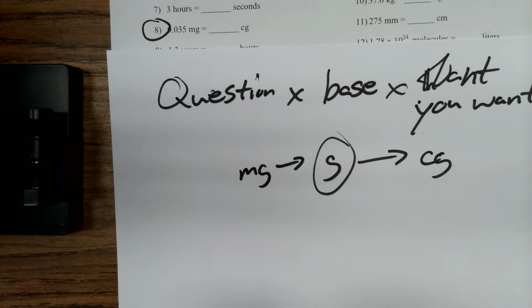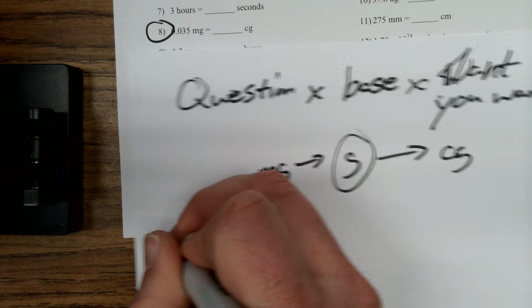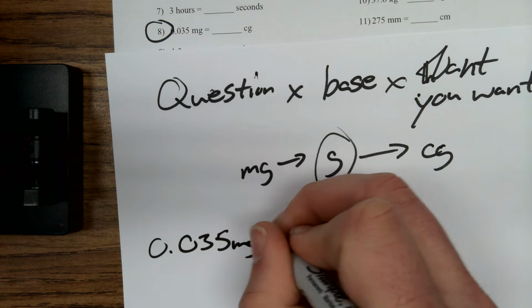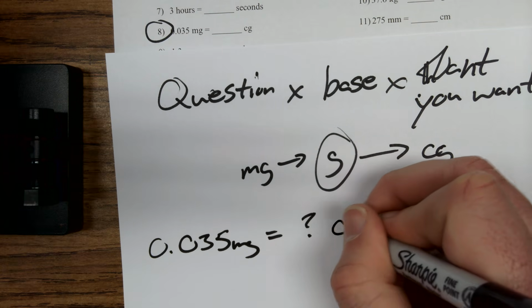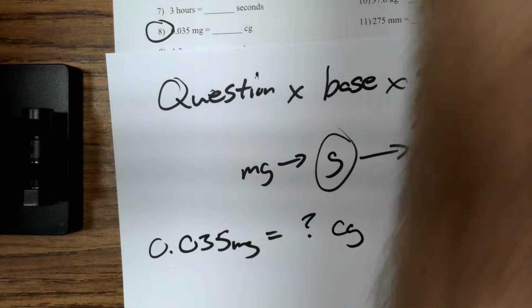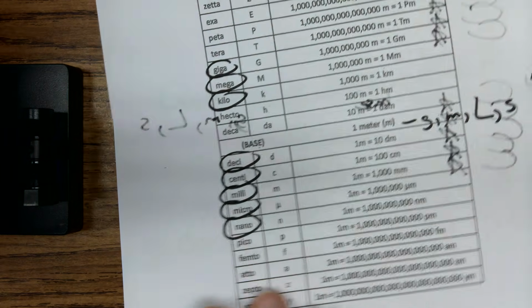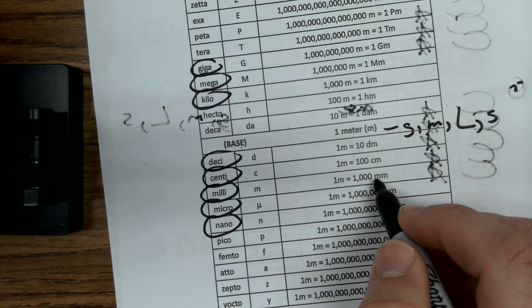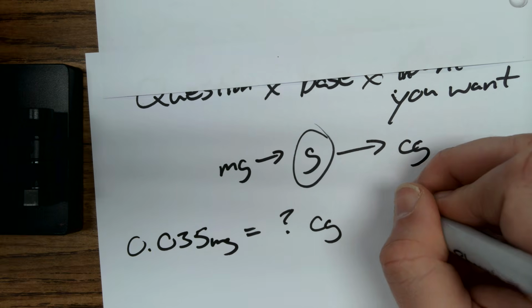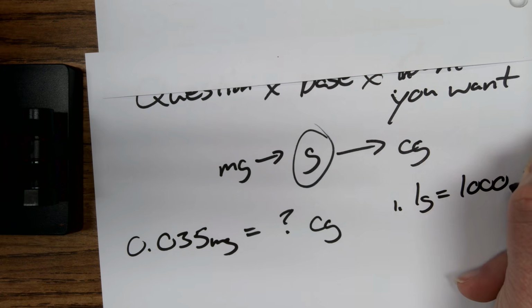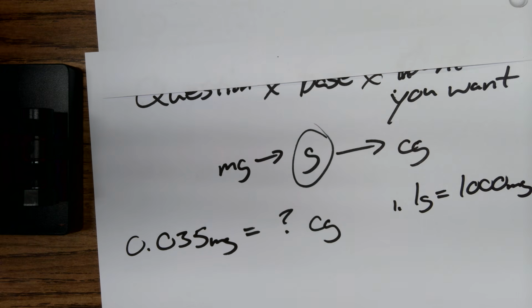So if I'm doing number 8, 0.035 milligrams, and I need to convert that into centigrams. So I need to pull out my sheet here. I see M, so one base holds 1,000 millibases. So for my equalities, 1 gram holds 1,000 milligrams.